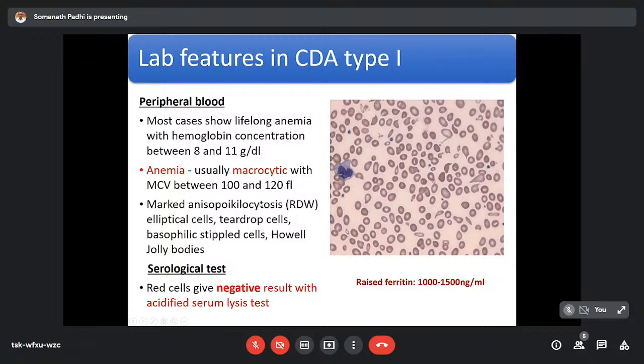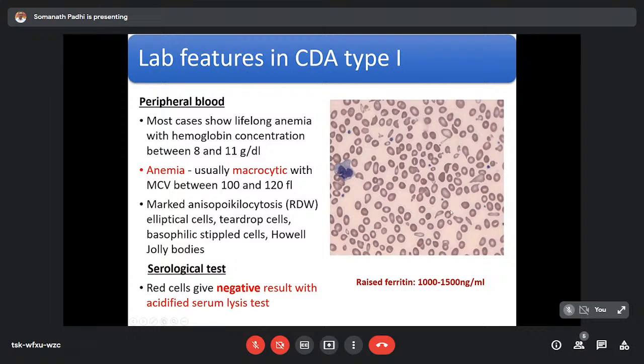There is striking anisopoikilocytosis with increased red cell distribution width. There is presence of elliptocytes, teardrop cells, basophilic stippling, Howell-Jolly bodies, all these things as you can see here. These are the teardrop cells, and there are macrocytes, and there is presence of abnormal threads of RBC which are scattered. These dense looking RBCs are possibly because of the transfusion which the patient has received.